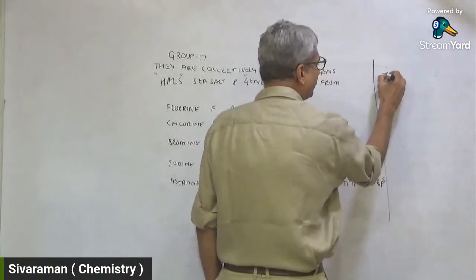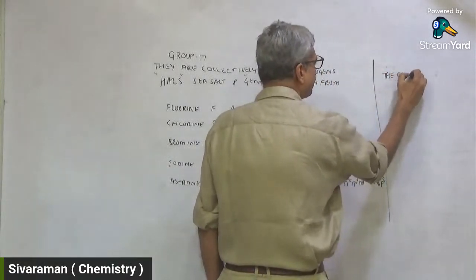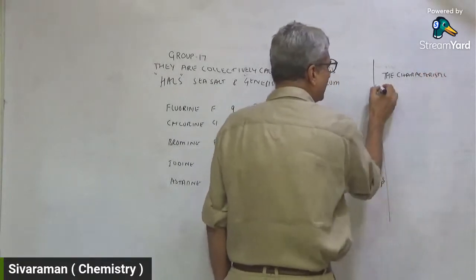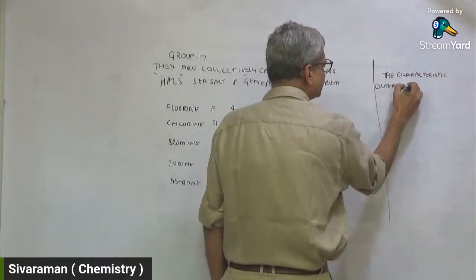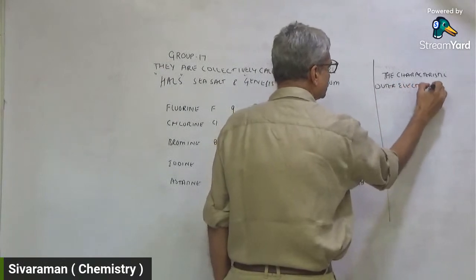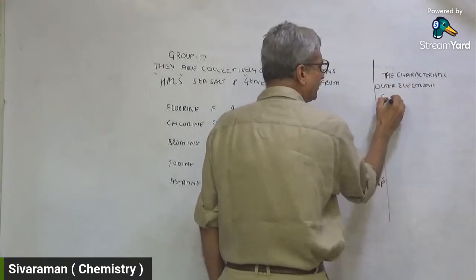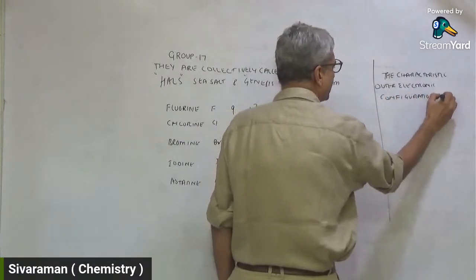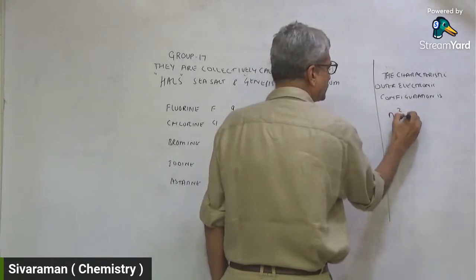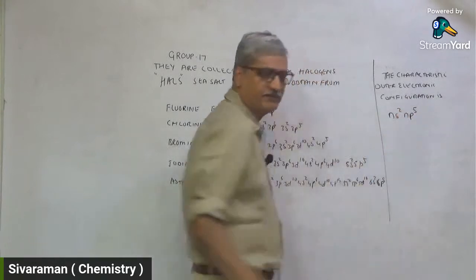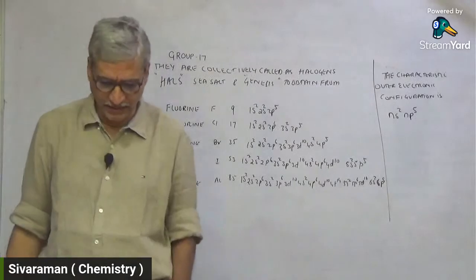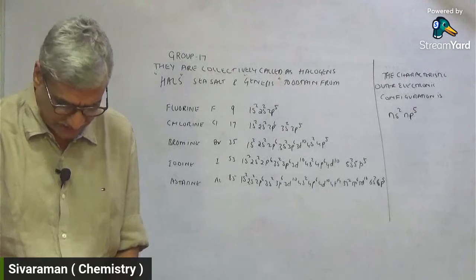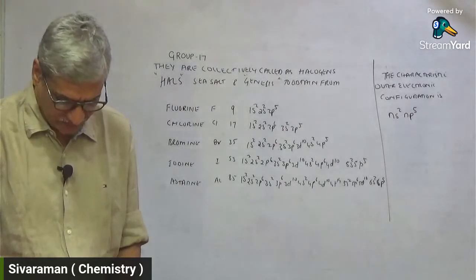So the general question that we have to answer over here is the characteristic outer electronic configuration. The characteristic outer electronic configuration is ns2 np5. Is this clear? I will give about 2 minutes, take down that much, and then we'll start with the real stuff.